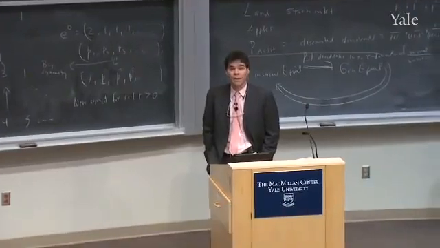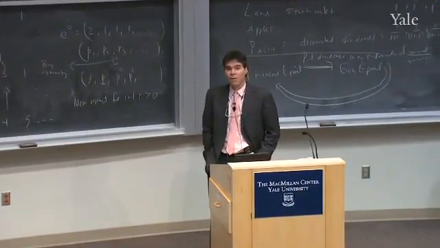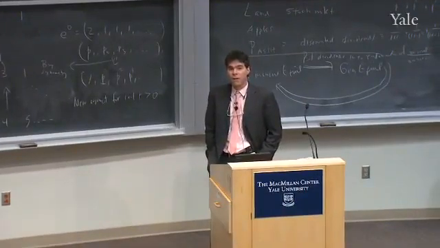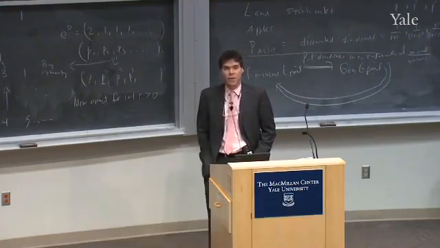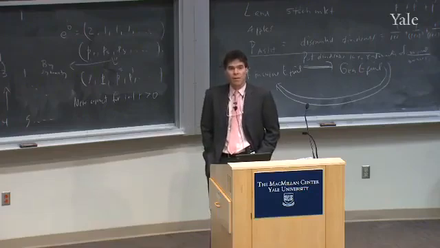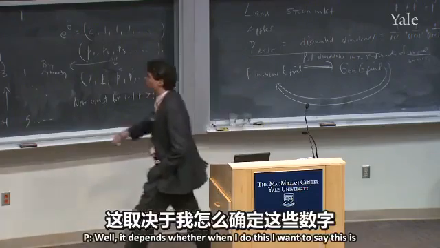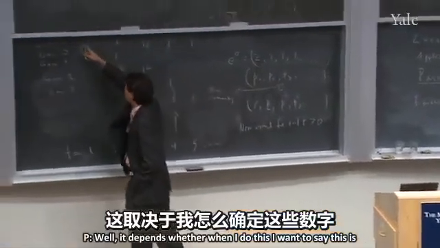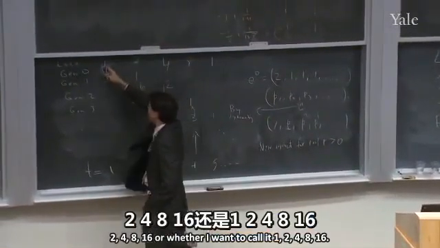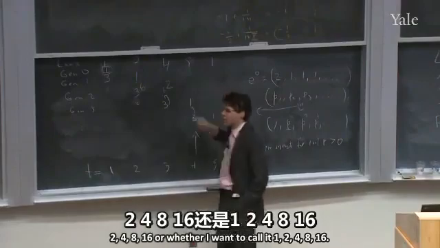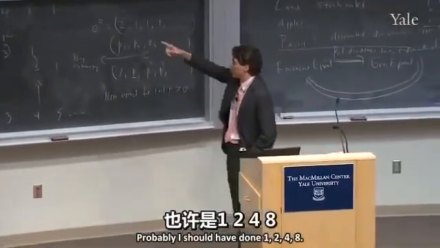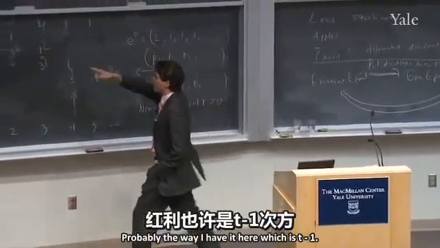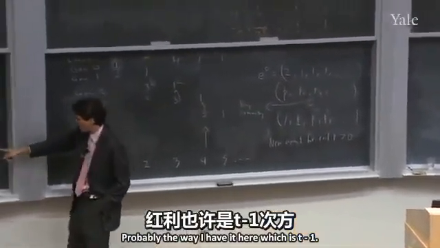Yes? I know you said for the dividend it doesn't matter whether you use t or t minus 1. Yeah, it's going to change the answer, but it's going to qualitatively be the same. Okay. So if we were doing this numerically, we still want to go to the old generation and t minus 1? Well, it depends whether I want to say this is 2, 4, 8, 16, or whether I want to call it 1, 2, 4, 8, 16. So I don't know which is the right thing to... Probably I should have done 1, 2, 4, 8. Probably the way I have it here, which is t minus 1.